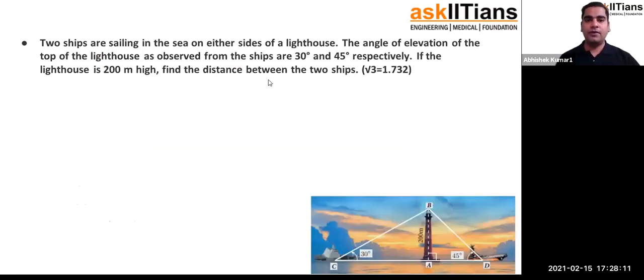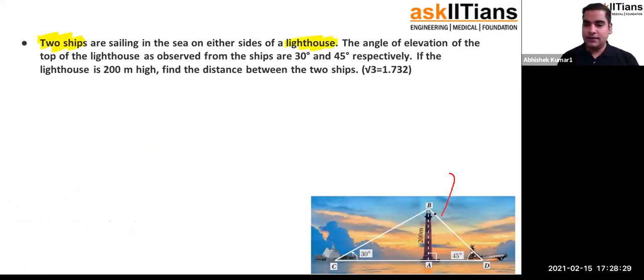We have one more problem, and this is an important problem. This is from NCERT only, chapter number 9. It says you have two ships sailing in the sea on either side of a lighthouse. So this is a lighthouse, guys.